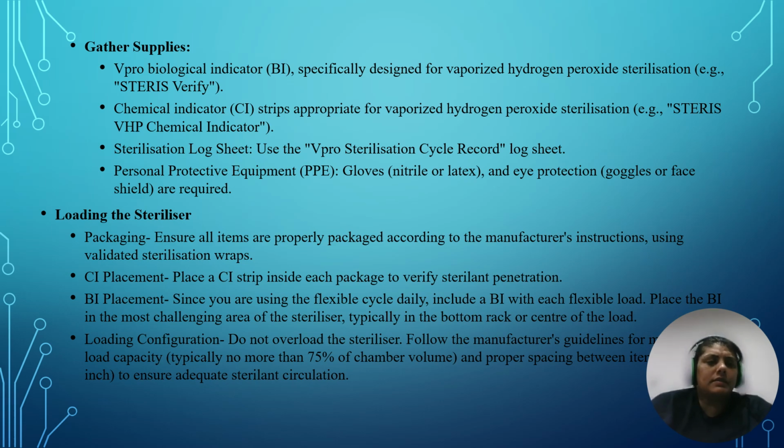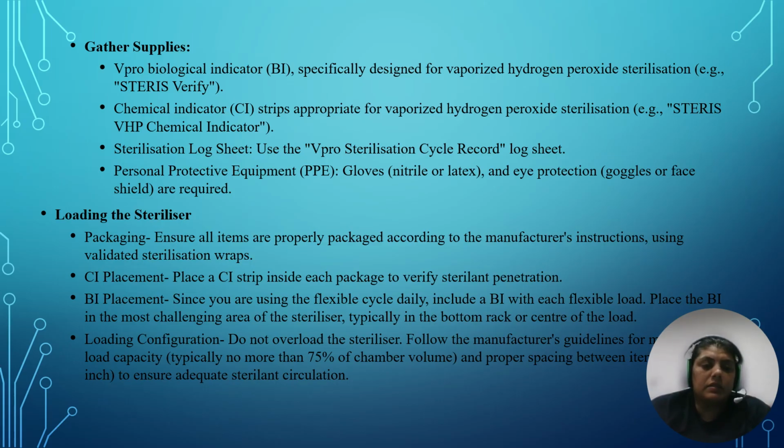Gather supplies: VPRO biological indicator, chemical indicator, sterilization log sheet, or use the VPRO sterilization cycle record log sheet. Personal PPE gear: gloves and eye protection. Loading the sterilizer. Packaging: ensure all items are properly packaged according to the manufacturer instructions using validated sterilization wrap. Chemical indicator placement: place a chemical indicator strip inside each package to verify sterilant penetration.